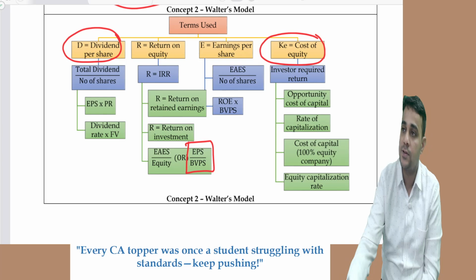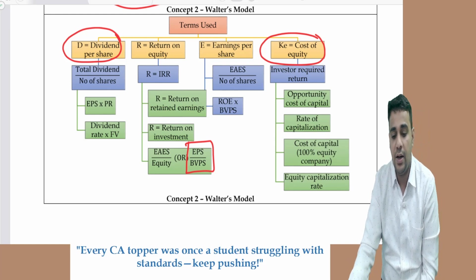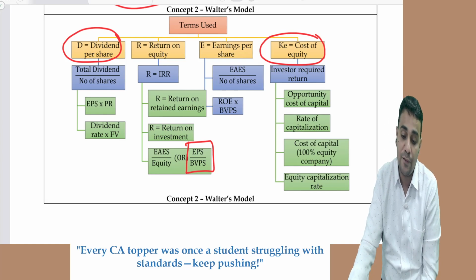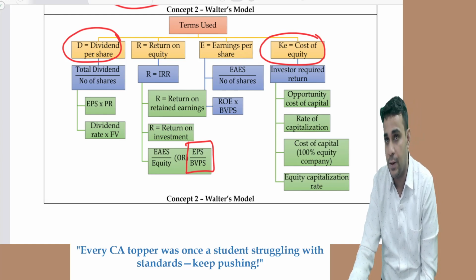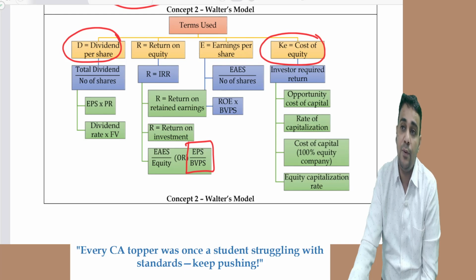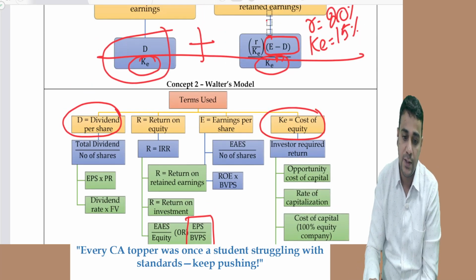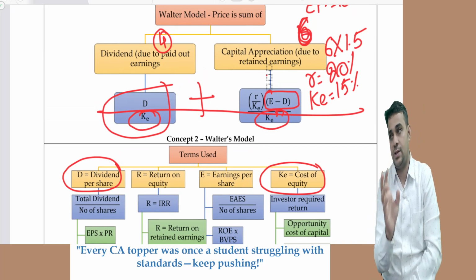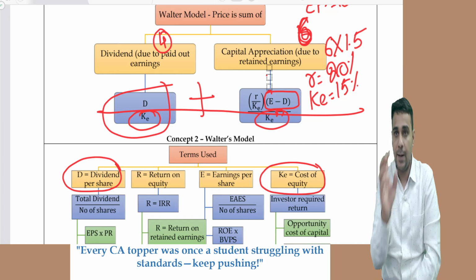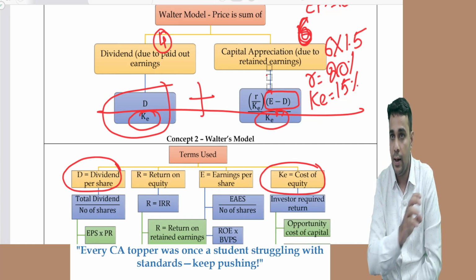KE means cost of equity. Multiple names can be there in the question: investor required return, opportunity cost of capital, rate of capitalization, cost of capital of a 100% equity company. For a 100% equity company, cost of capital and cost of equity are the same. Equity capitalization rate, multiple different names can be there. So to put it simply, we are going to do two parts: D by KE plus R by KE into E minus D, divided by KE.